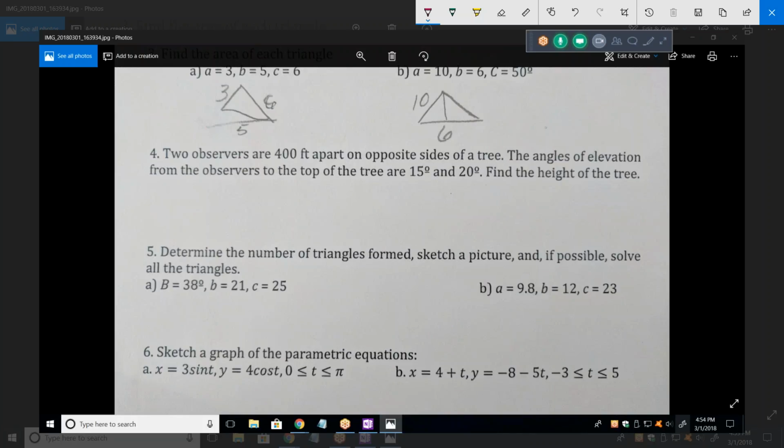Now, maybe there's instructions at the top of this that I can't read. No, it just says find the area of each triangle. It doesn't say round it to 2 decimal places or anything. That's another reason. If he's rounding to decimal places, he should give you instructions on how many places to round it to.